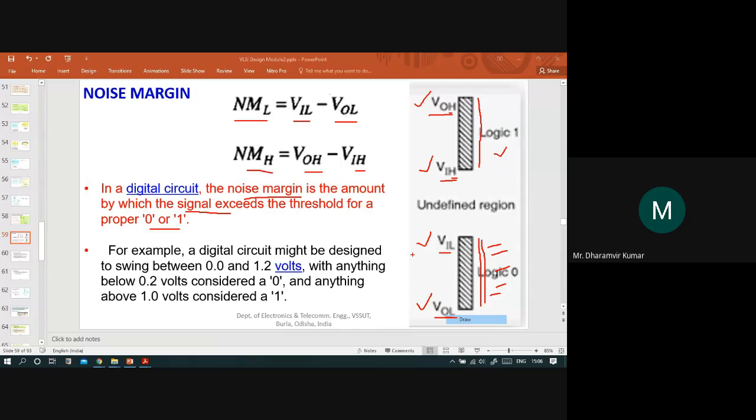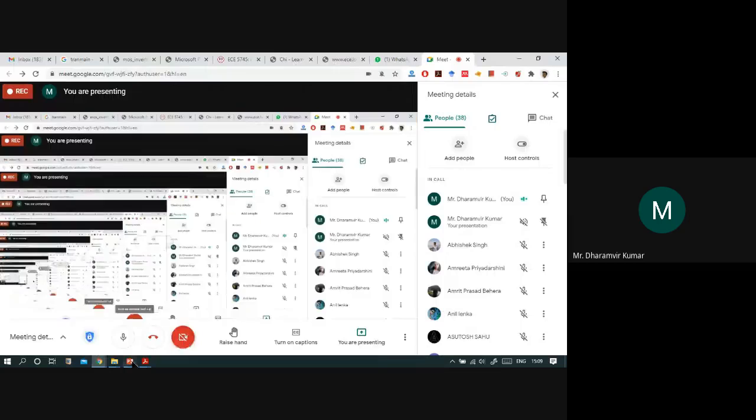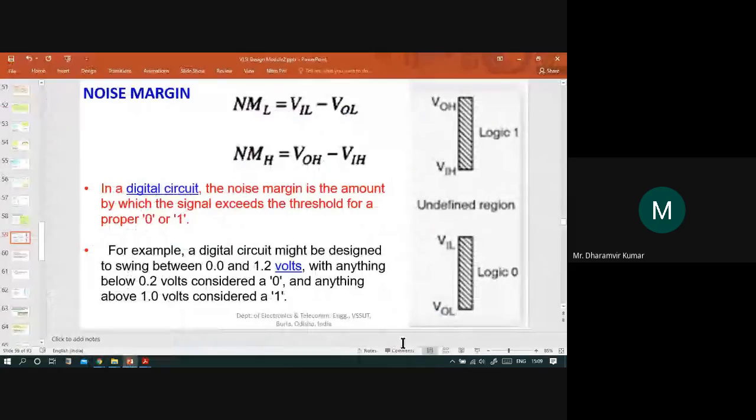By definition, we can say that if VOL is the lowest value, and the signal exceeds this VOL by an amount equal to VIL minus VOL, then still we will say that the signal value is logic 0. Although the signal is exceeding this VOL by a certain amount, it will still be treated as a logic 0 value. So this is not a single value, this is actually a range. Keep this point in mind.